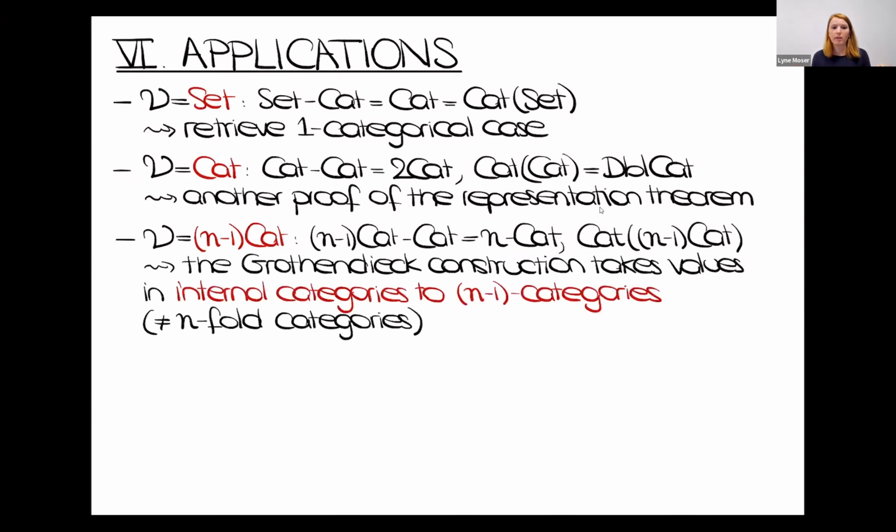If we apply this representation theorem to this case, then we can see that the Grothendieck construction now takes values in categories internal to n-1 categories. This was not clear just looking at the case of 2-categories, because you go from 2-categories to double categories. So maybe you think, okay, from 3-categories I would go to threefold categories, but actually it's enough to go to categories internal to 2-categories. This is also what this result is telling us.